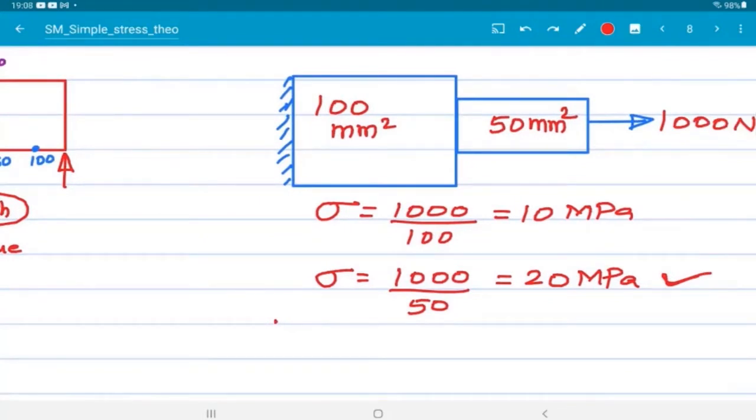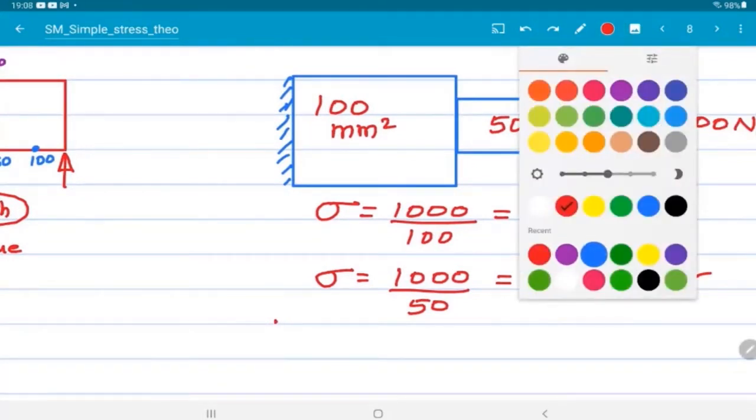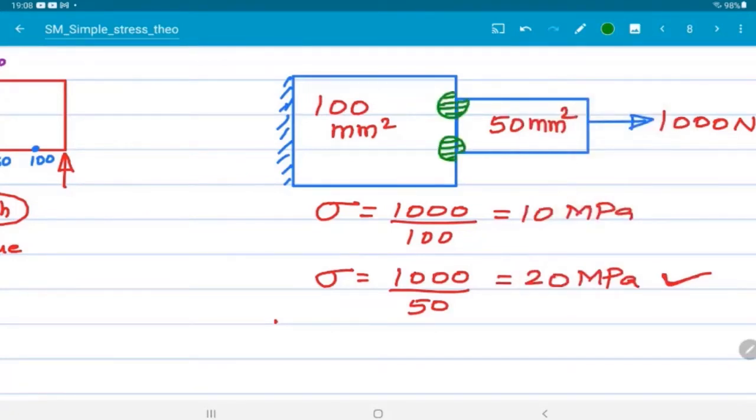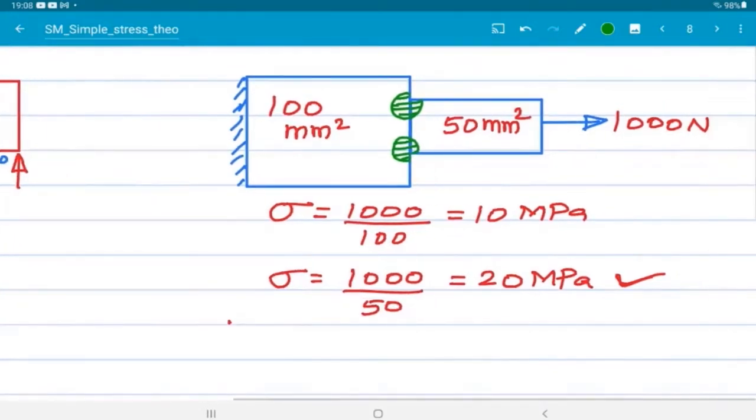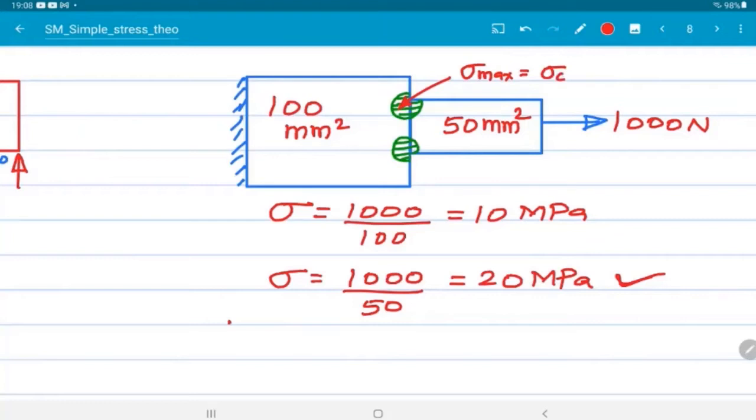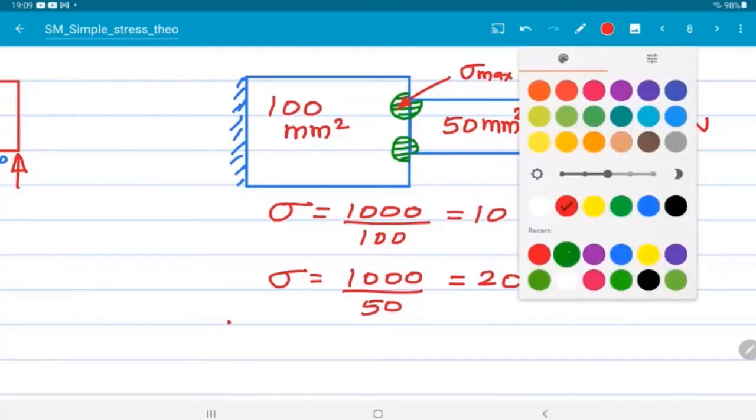So where is the stress concentration zone? See here. In that zone, stress will be more than 20 megapascal. Sigma max is equal to sigma critical, already you know, 20 is the critical value, into KT or SCF, the stress concentration factor. The stress concentration factor will always be greater than 1.